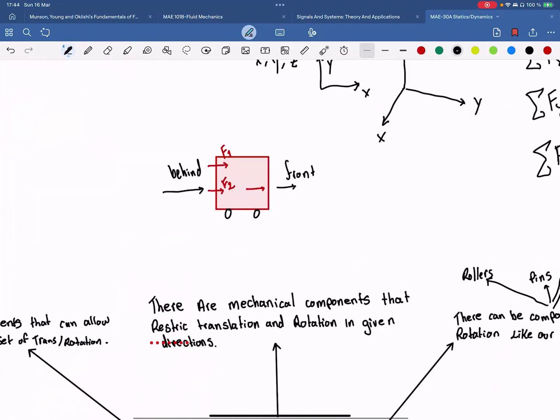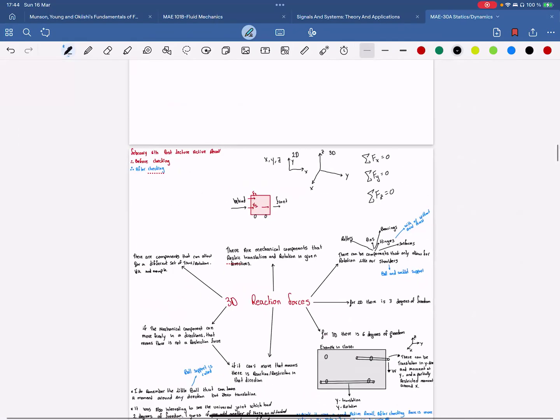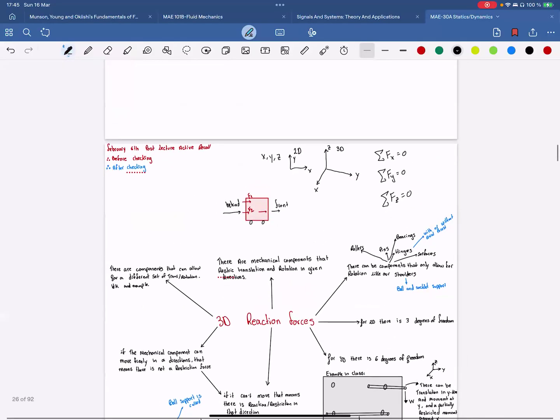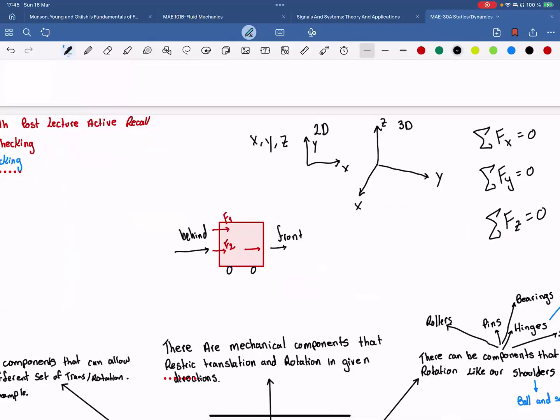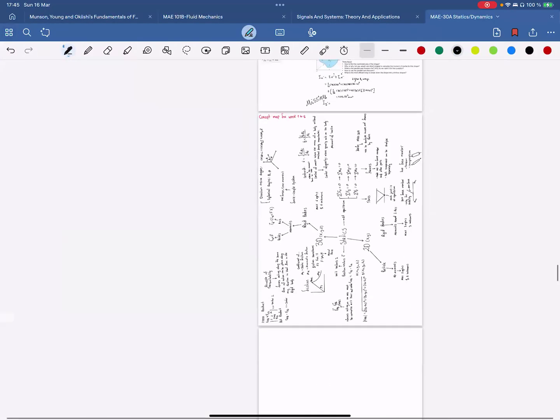Going back to my rigid body, for a rigid body we can have two types of problems, 2D and 3D forces. For 2D, oh, I just realized I'm on the wrong page. My bad. This one.